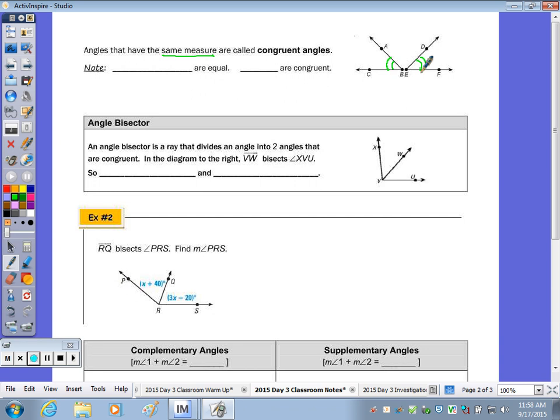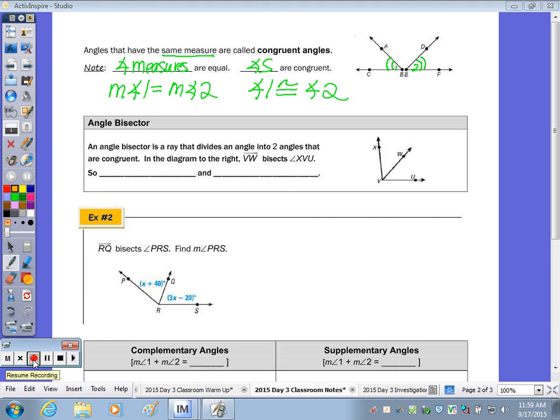In this case, instead of writing out angle ABC, you can number it. So it's a little bit shorter. What are equal? The angle measures. Angles themselves are congruent. So the measure of angle 1 is equal to the measure of angle 2. As far as notation, angle 1 is congruent to angle 2. In this case, it mentions that the angle bisector is a ray. Depending on the type of problem, it doesn't necessarily have to be a ray. It can be a line segment. But what's important is that it divides an angle into two angles that are congruent.